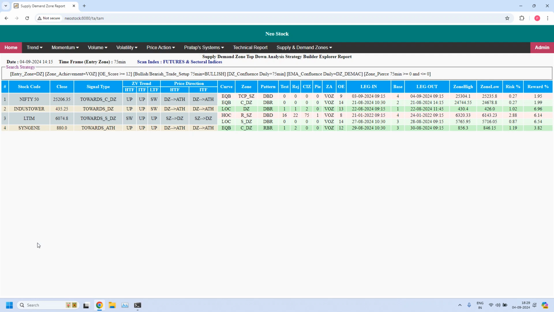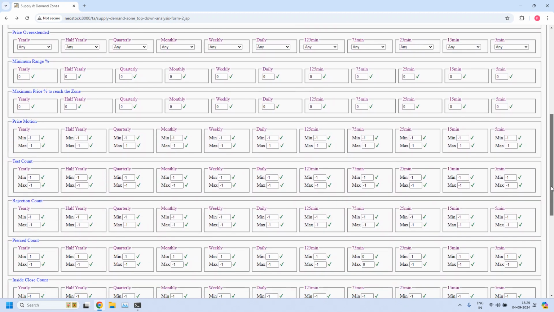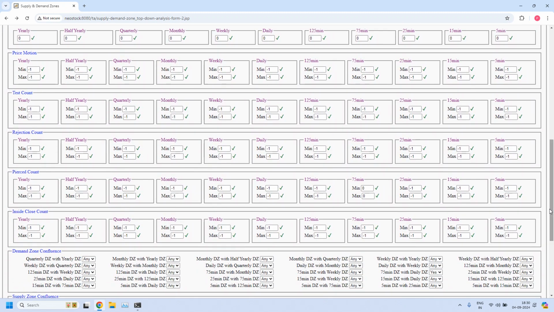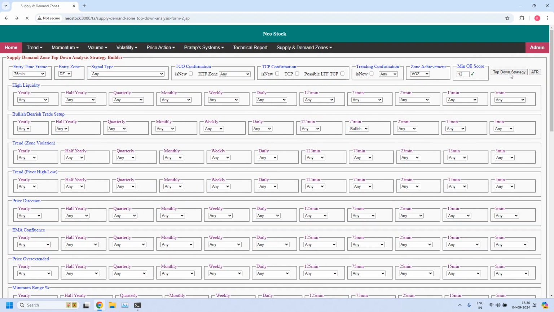Okay, next let us look for LTF, ITF, HTF confluence. I am removing EMA filter. In the demand zone confluence, already daily 75 minutes daily is enabled. Now 75 minutes with weekly, enabling. Daily demand zone with weekly demand zone also I am enabling with all the 3 filters, LTF, ITF, HTF confluence.